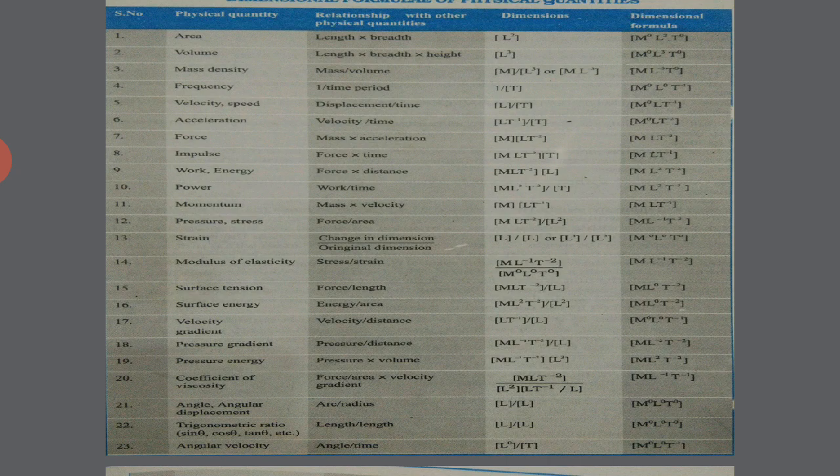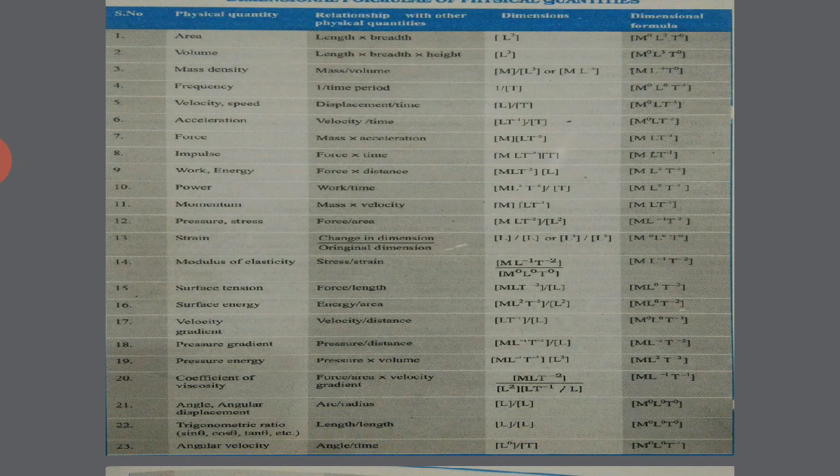Okay, area, length into breadth, and its dimensions are L square, L into L. Then finally its dimensional formula will become M0 L to the power 2 T0. And second is volume, length into breadth into height. We all know the formula, L cube, so M0 L to the power 3 T to the power 0.